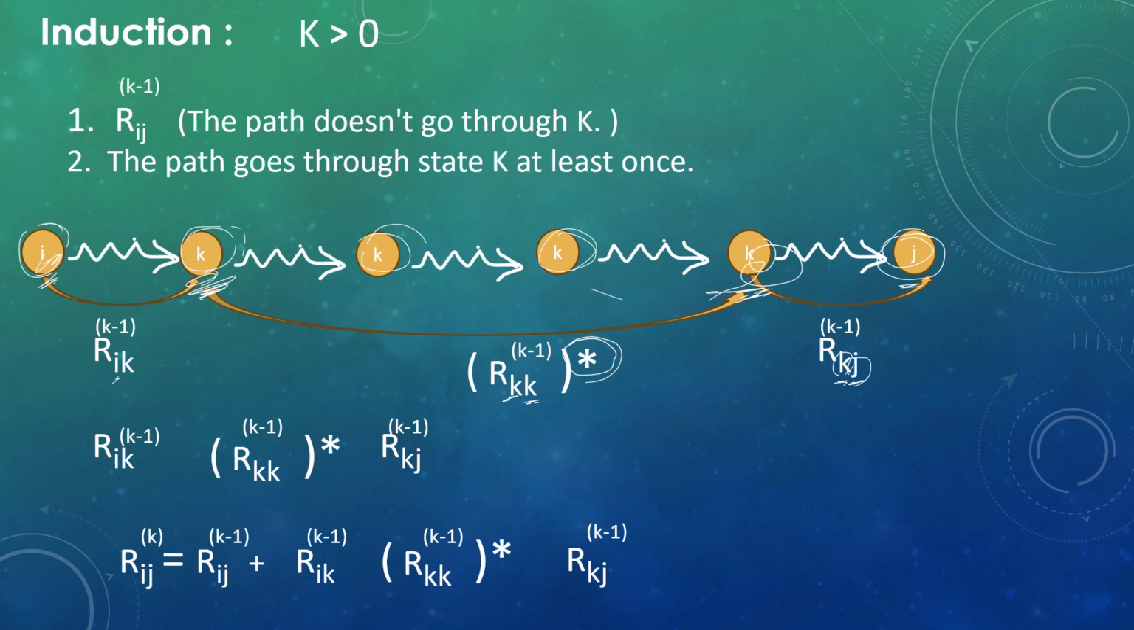So when you write it together, you write R I K power K minus 1, into R K K power K minus 1 the whole star, and R K J power K minus 1. So when you join both the cases together, if the path doesn't go through K, then Rij power K minus 1, plus this expression: R I K power K minus 1 into R K K power K minus 1 the whole star and R K J power K minus 1. You write it together. So this is the representation of a regular expression when you convert it from a DFA to a regular expression. Thank you.